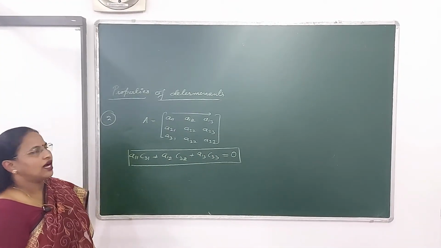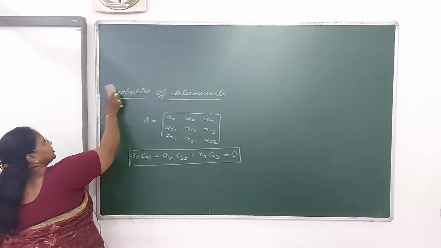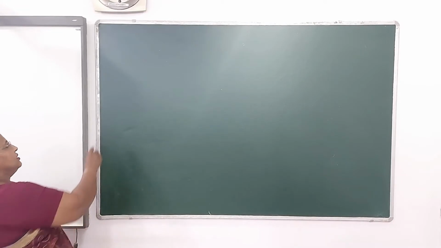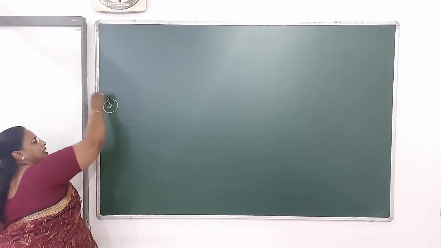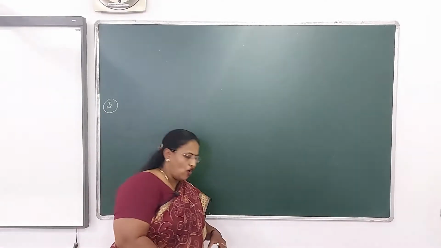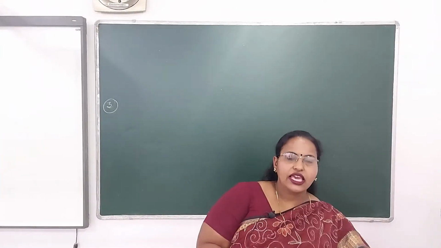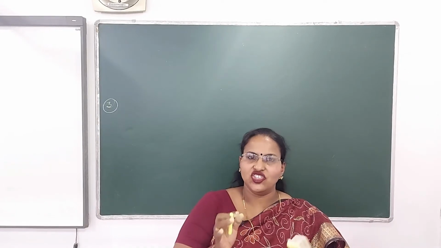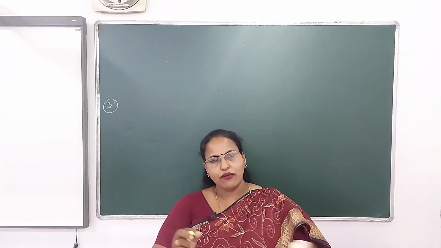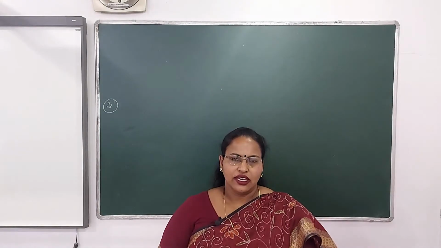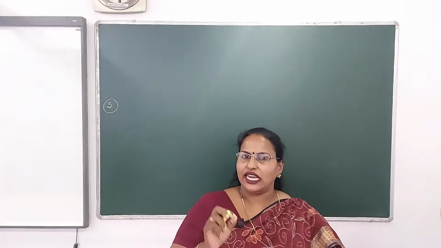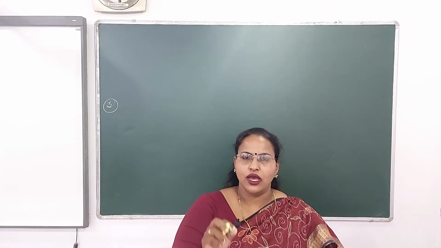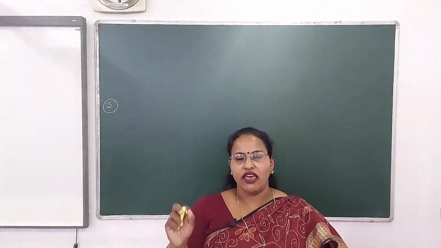Okay. Now moving to the third one. So the third property of determinant. In a square matrix of order n, if the rows and the columns are interchanged, then the value of determinant will remain unaffected.